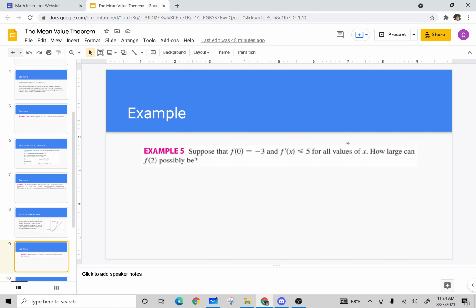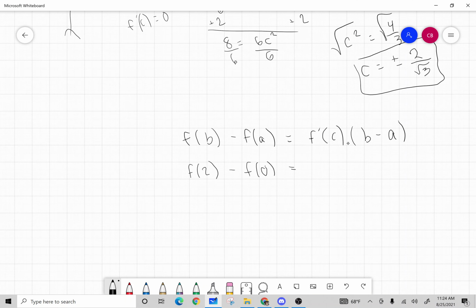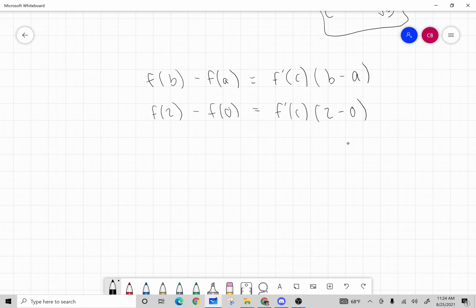And we know that it's strictly less than 5 on this one. And so if we're going to do this, we can just leave this alone right now. So we'll just say f prime of c times (2 minus 0), because we do know those values. And so we now have f of 2 minus f of 0, which is negative 3, is equal to 2 times f prime of c.